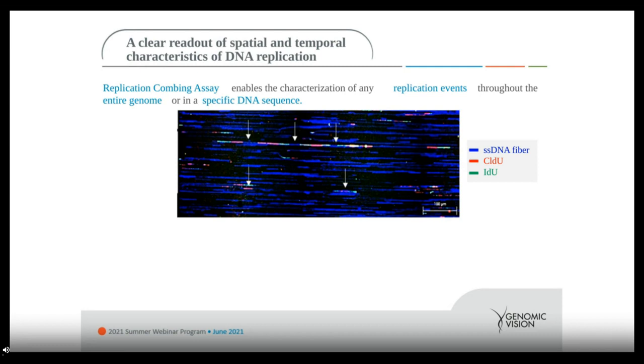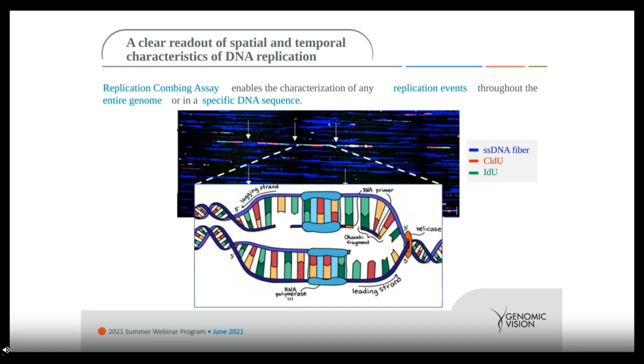And this is how our replication combing assay looks. In this cover slip, you can see here in blue the single-strand DNA fibers, and in red and green the replication tracks. I highlighted with the white arrows the origins of replication as well. So you can already see the power of the technology, because we can detect the bubble, the bidirectional fork, already at single DNA molecule resolution. And this is a very powerful resolution for our replication combing assay.